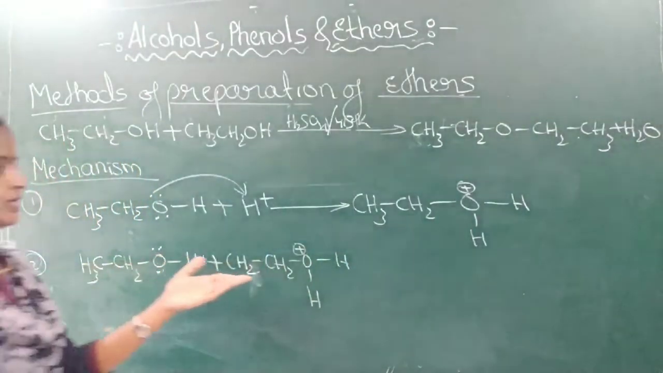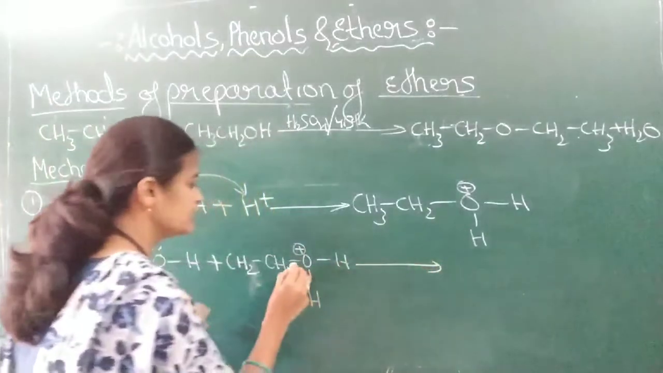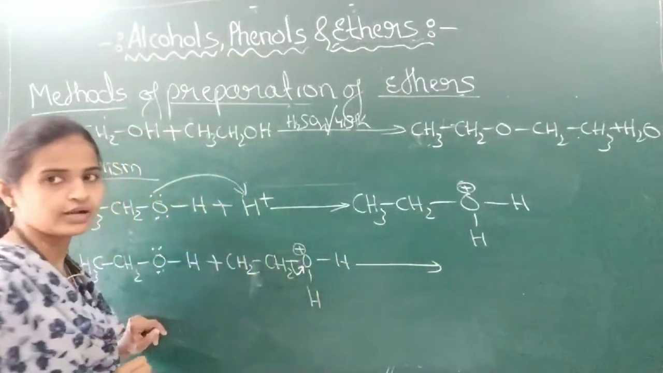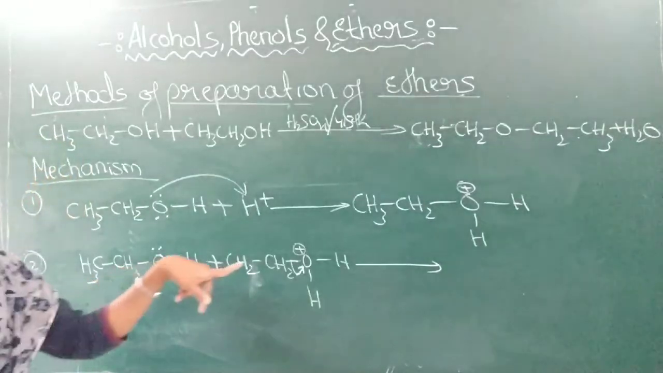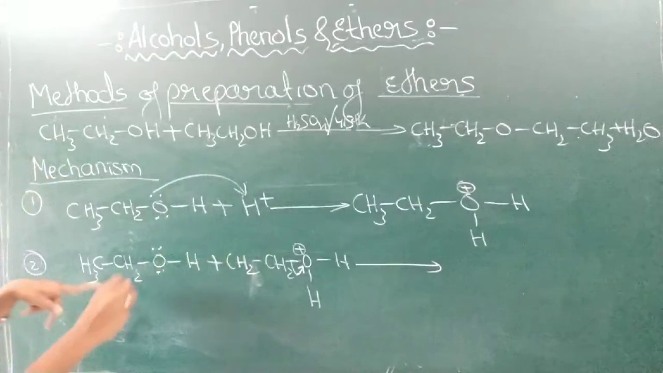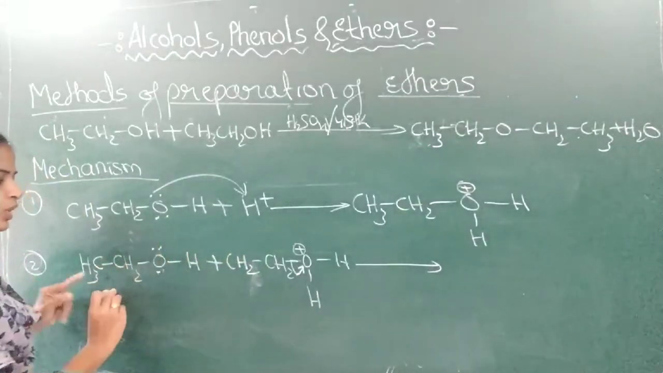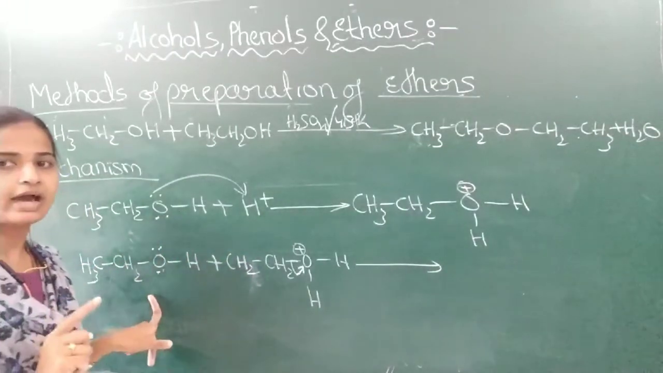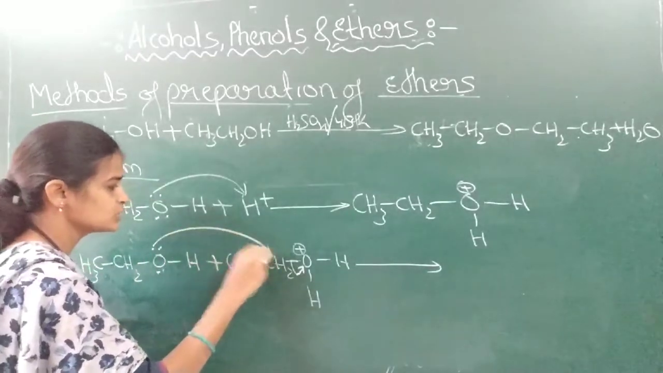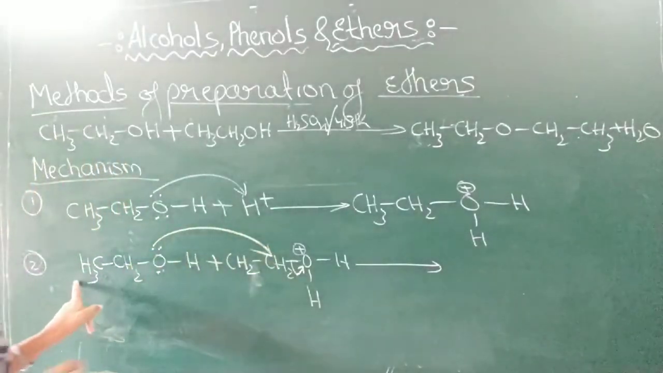It is not stable at all, so it will go out as a water molecule by taking the shared pair of electrons. Then what happens? The positive charge develops on this carbon atom. Now one more alcohol molecule will act as a nucleophile, and nucleophilic attack takes place on this carbon atom.